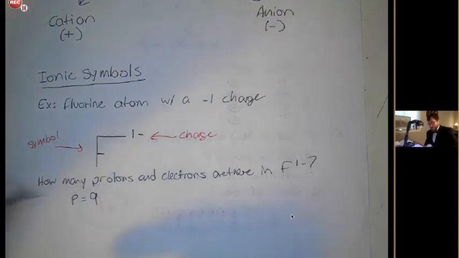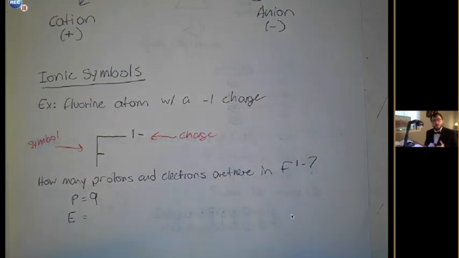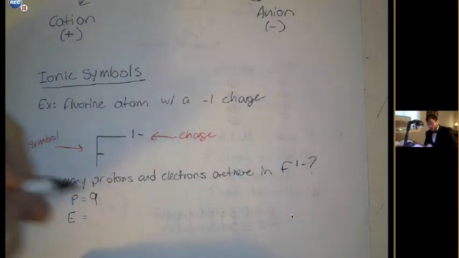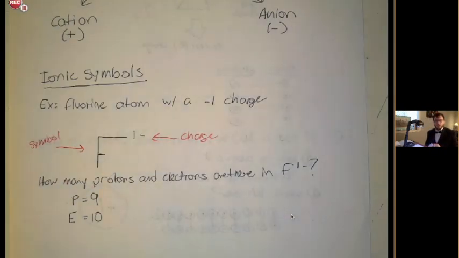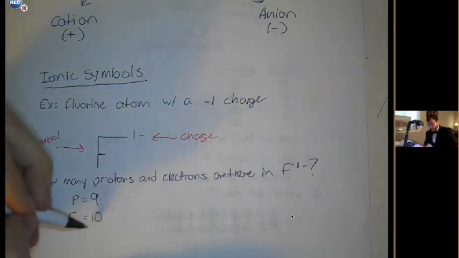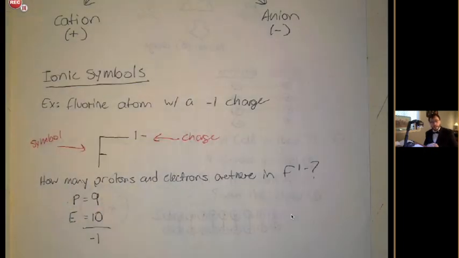Now here's the question. How many electrons should we give fluorine in order to make it have a -1 charge overall? The answer is that since it has a -1 charge, it must have one more electron than it does protons. So here, if there's 9 protons, there must be 10 electrons. And here's a way that you can check this: if I take 9 minus 10, I get -1, which is the same as the charge on fluorine.